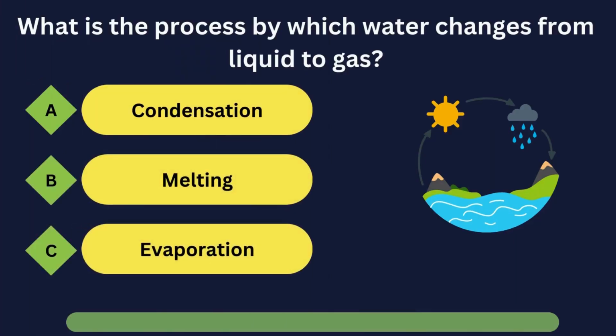What is the process by which water changes from liquid to gas? A. Condensation. B. Melting. C. Evaporation.